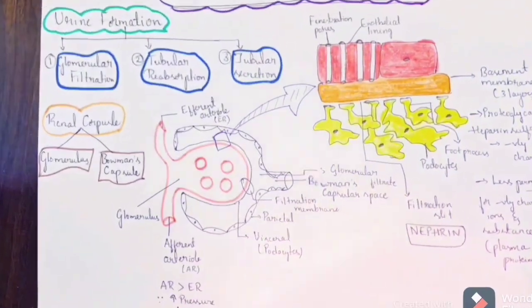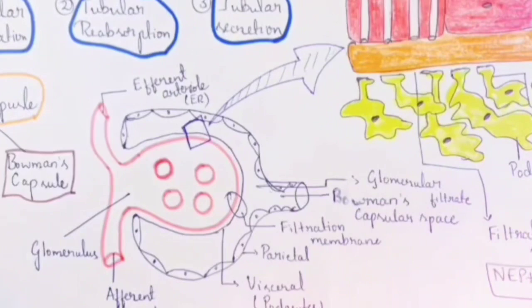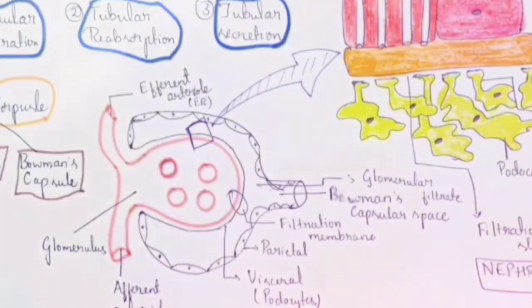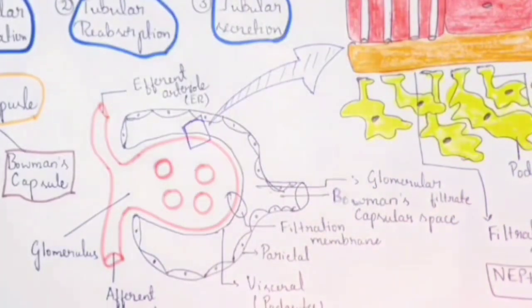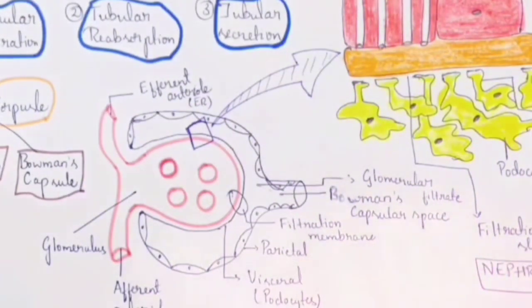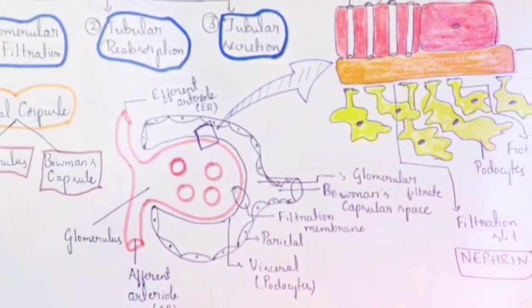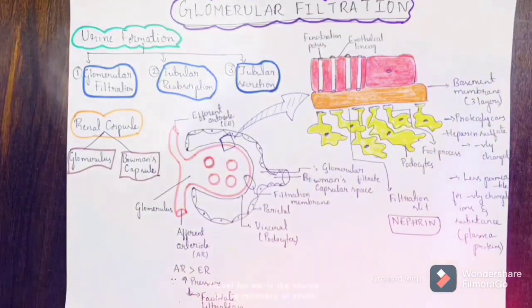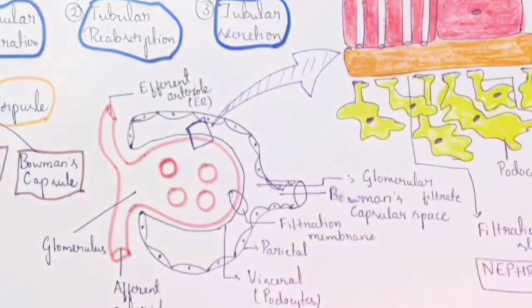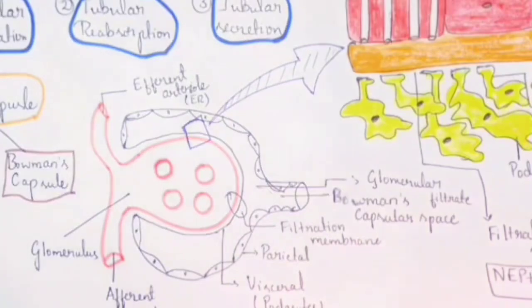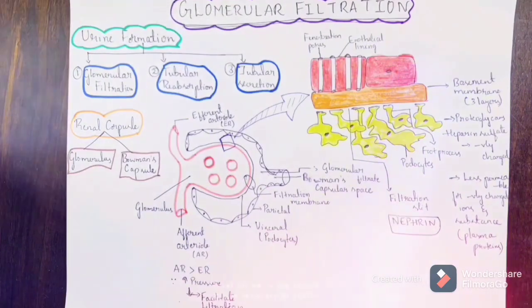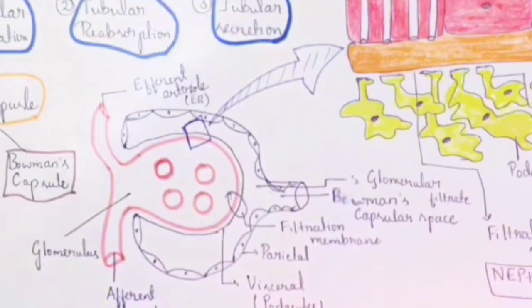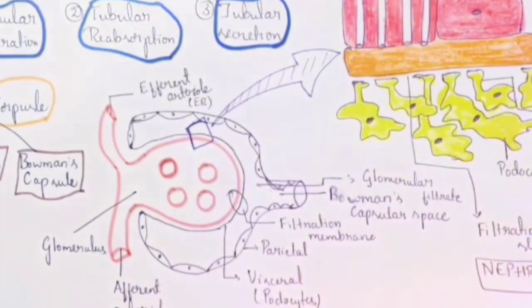Now let's zoom into the filtration membrane to see what components are present in this membrane. It has an endothelial lining which has fenestrated capillaries, and they are 1,000 times more porous compared to other capillaries of the body. And there are fenestration pores to allow the substances to reach the podocytes. Next comes the basement membrane, which has three layers. It has components like proteoglycans and heparan sulfate, and they are negatively charged. So this indicates that they are less permeable to negatively charged ions and substances like plasma proteins.